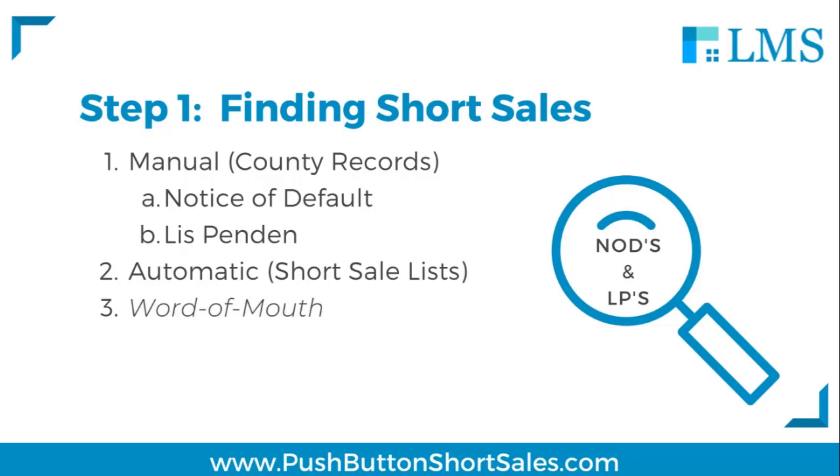Now, notices of default are recorded in what we call non-judicial foreclosure states, and lis pendens are recorded in the formal lawsuit where the lender is taking the house back in what we call judicial foreclosure states. And you can simply Google to find out if you're in a judicial or a non-judicial foreclosure state.